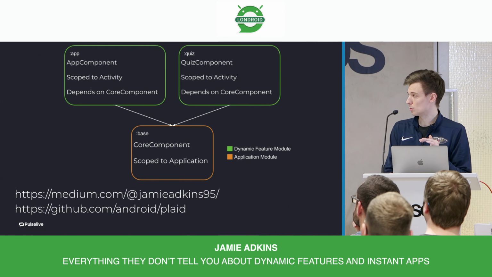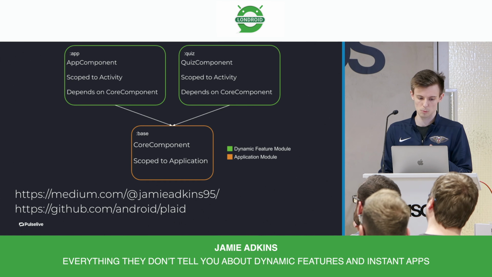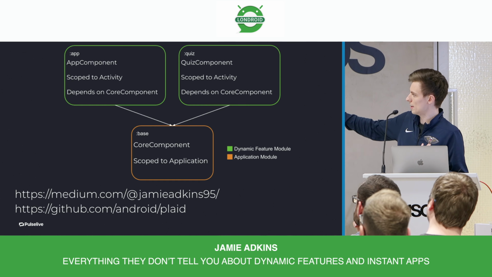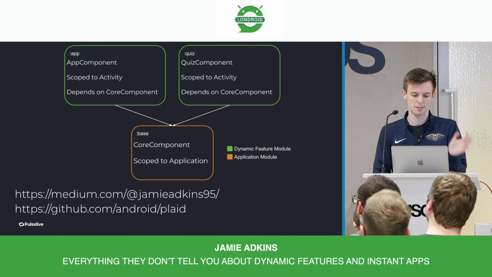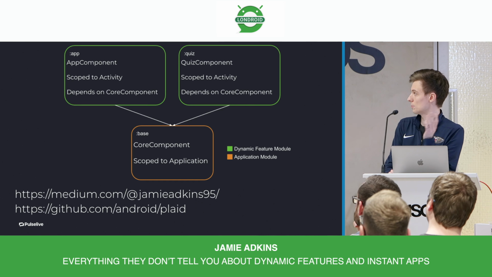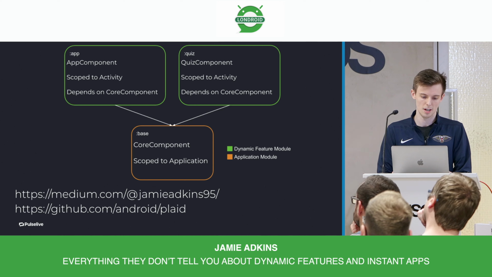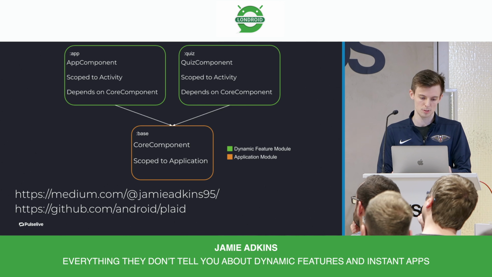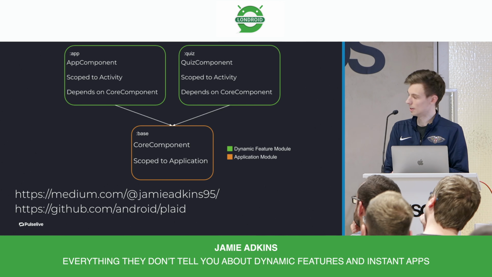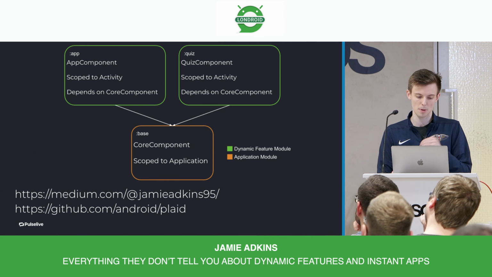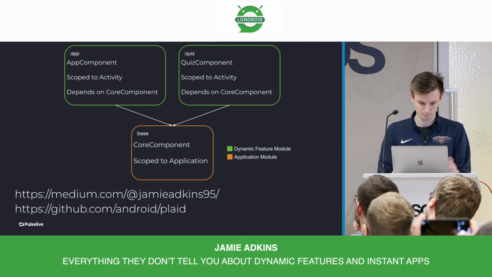It's got a visual diagram of how that works. So we've got a new core component that's in the base, scopes the application, and contains anything that truly needs to be a singleton. We've got the quiz component, which is now in the quiz dynamic feature, scopes an activity, and depends on the core component for those singletons, and the same in app. The app component is now being initialized by activities and not the application.